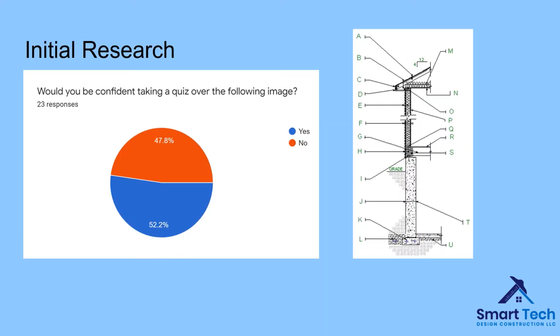As previously mentioned, it is difficult for students in the BIM course CGT 262 to identify everything within a wall section, and it is also difficult for students to conceptualize how everything fits together. So, for our initial research, we conducted interviews with the students in the intro-level BIM course CGT 262. The question on the screen shows, if they would be comfortable taking a quiz over the wall section provided. As you can see from the results, almost half of the students would not be comfortable taking this quiz.